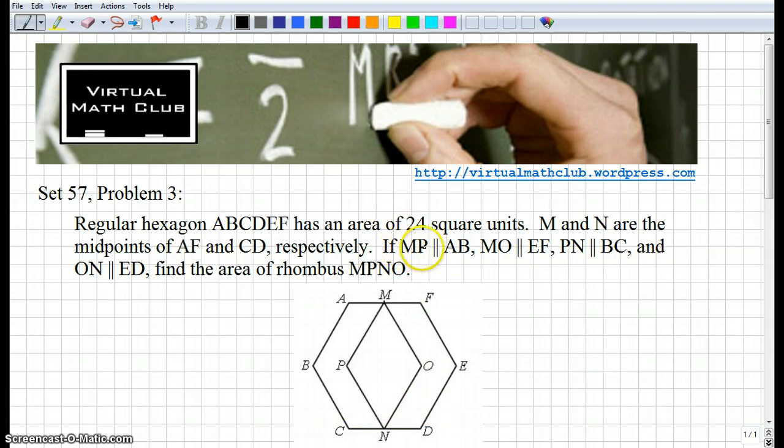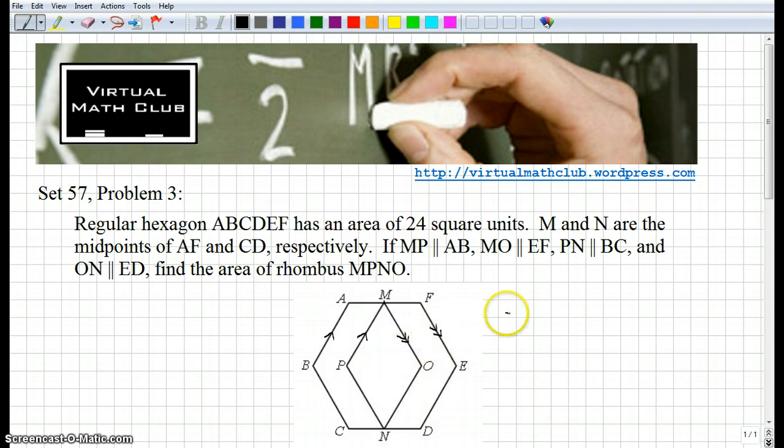If MP is parallel to AB, alright, let's mark that. So here's MP, and it's parallel to AB. MO is parallel to EF, alright, so here's MO, and I'll mark it with a little different hash marks. It's parallel to EF, okay. PN is parallel to BC. Okay, so here's PN and BC.